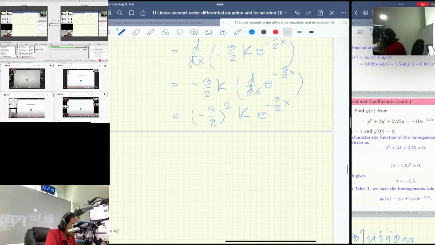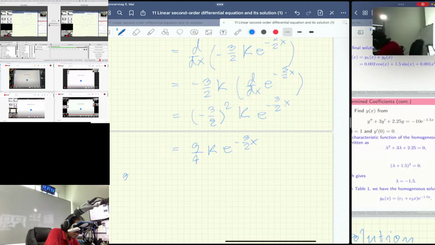Let's go ahead with that. If I'm wrong at any point, just let me know, okay? We go ahead with this and we find that it's equal to 9/4 K exponential -3/2x. We get y double prime like that, and now it's time to substitute into this equation, right?